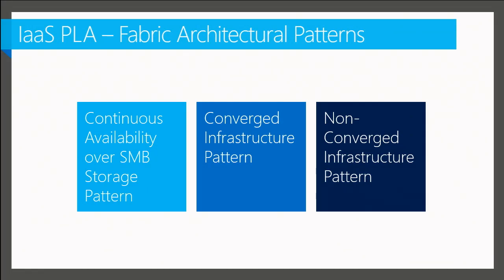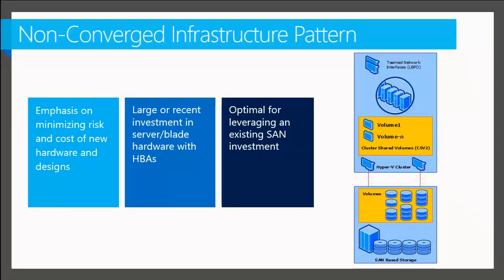Okay, so there are a number of different ways that you can do Hyper-V and clustering utilizing different types of storage. And they basically align to one of these 3 patterns. Okay, so we're going to drill into what each of those are. The first pattern is what we're calling a non-converged infrastructure pattern. So what that means is that the storage traffic and the network traffic will run over 2 different networks.